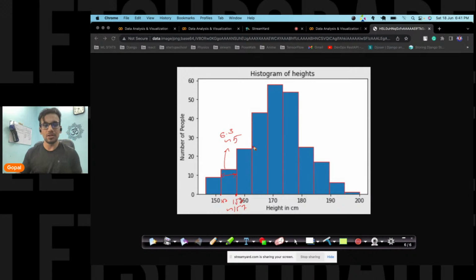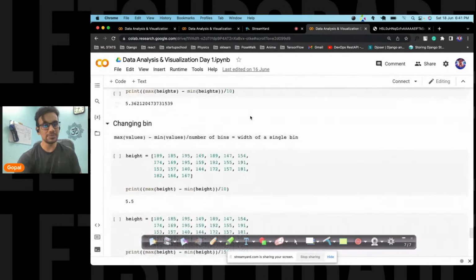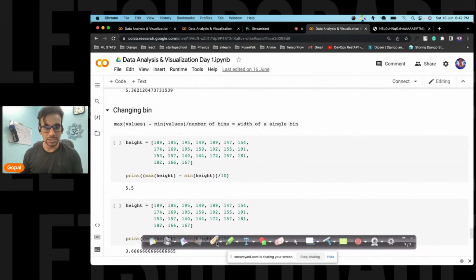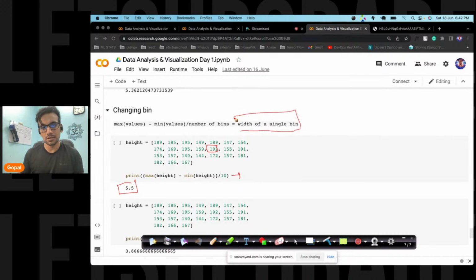And of course, the more you change the bin size, let me actually show you. Here, if you can see, the maximum height I have got here is 192. I'm just taking an example. I have got 5.5 as my number of data points, the width of a single bin. This is what it is.